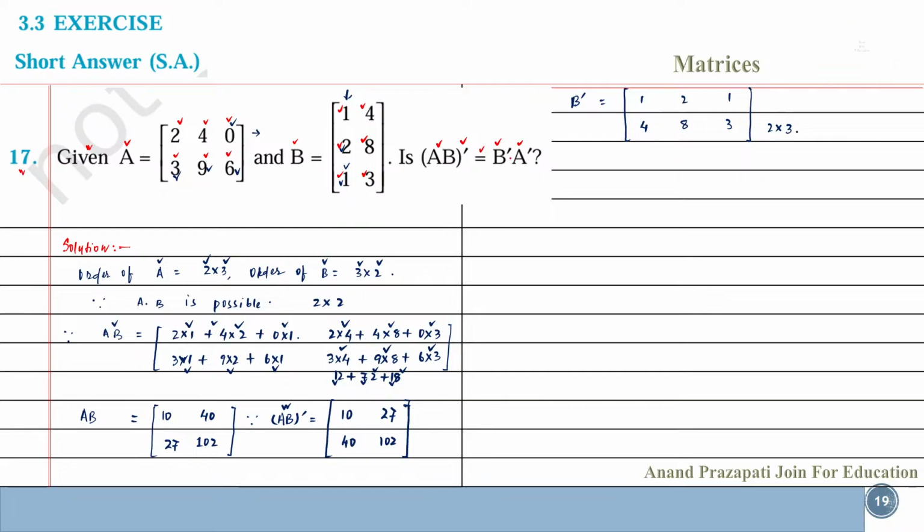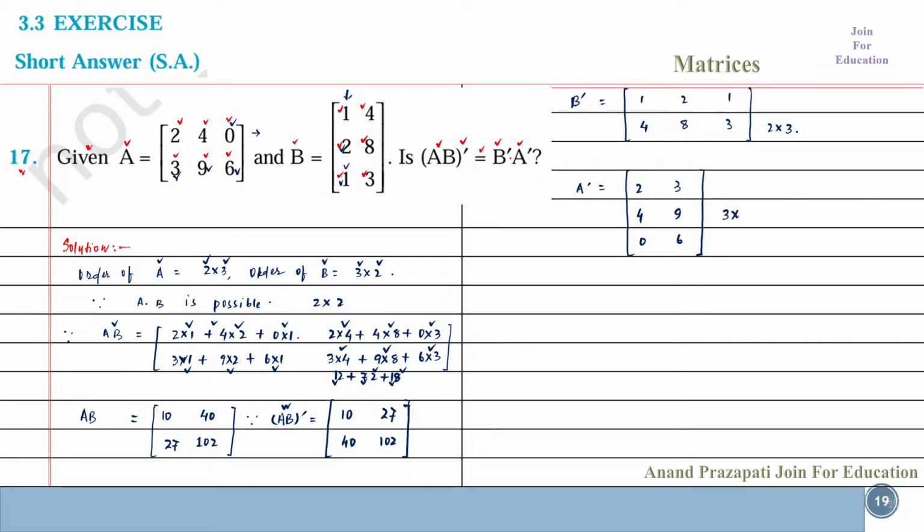Now we find out the transpose of A. So the transpose of A equal to, here the first row will be the first column. So we write down here 2, 4, 0, and the second column will be 3, 9, 6. After that there is no problem to understand up to this step. And the order of the transpose of A is 3 by 2.